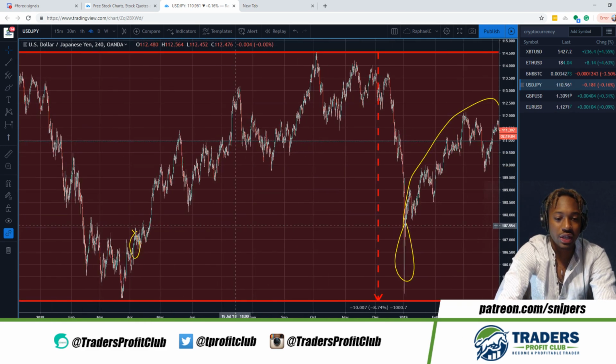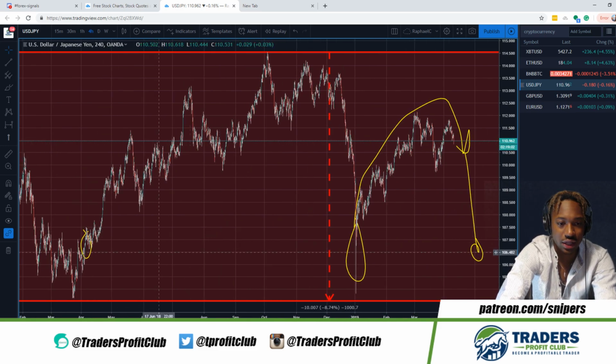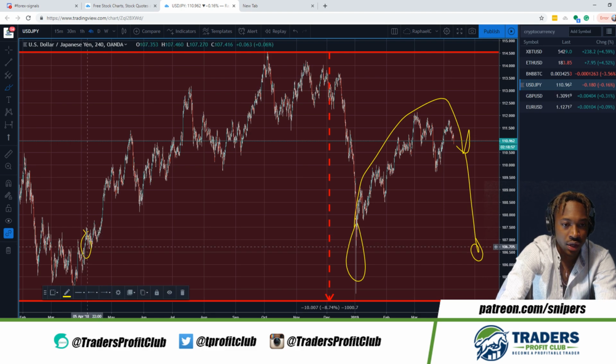So what we're going to see now is that price is definitely looking like a shoot up, right? So what do they do here? Consolidate price all year, building liquidity.